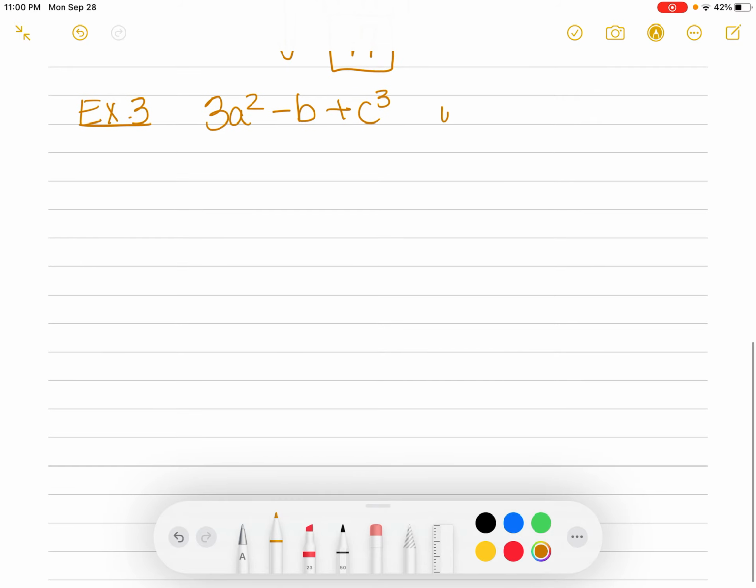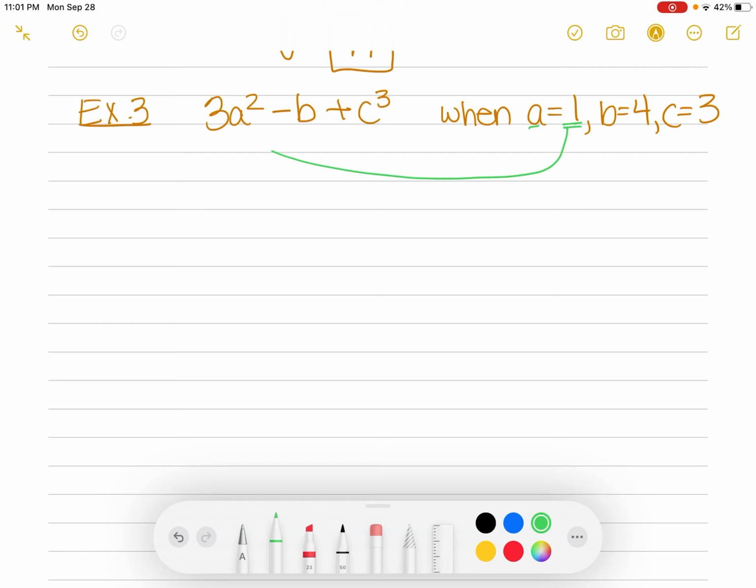So when A is equal to 1, B is equal to 4, and C is equal to 3, okay? So remember how we did the last one. You're going to take each of these numbers, and if this is A, you're going to put that 1 where the A is. This one is B, so I'm going to put 4 where the B is, and the C is 3, so I'm going to put the 3 where the C is. Okay, go ahead and hit pause and solve that problem all the way out.